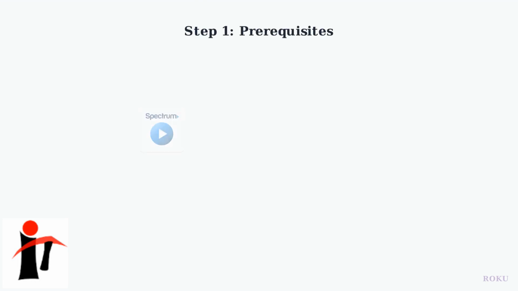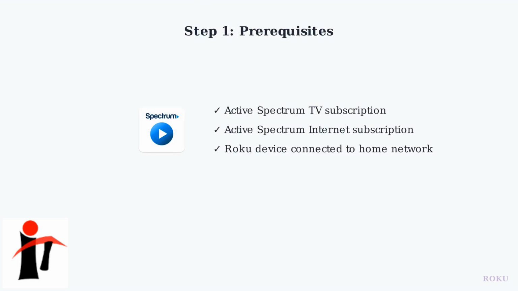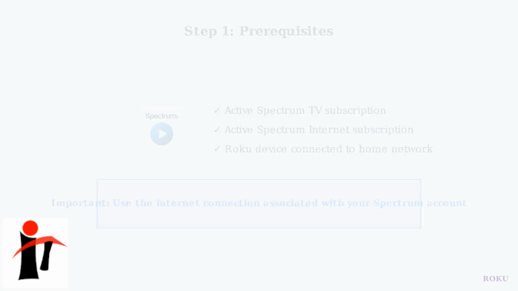To access Spectrum TV on your Roku device, you'll need to meet a few basic requirements first. Let's walk through the complete setup process, step by step. It's important to note that your Roku device must be connected to the same home internet network that's associated with your Spectrum account. The app is designed specifically for in-home use only.